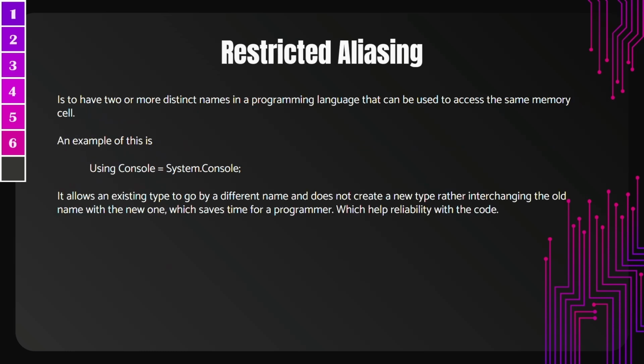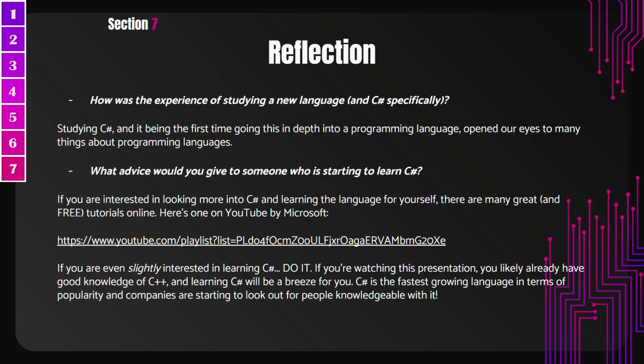Restricted aliasing is when two or more distinct names in a programming language can access the same memory cell. There's an example of this using console equals System.Console. It helps writability because if you were to change a public name in the code, you do not need to go through a massive search and replace of the whole code, and can instead use an alias to change the name. Finally, we've got section 7, reflection.